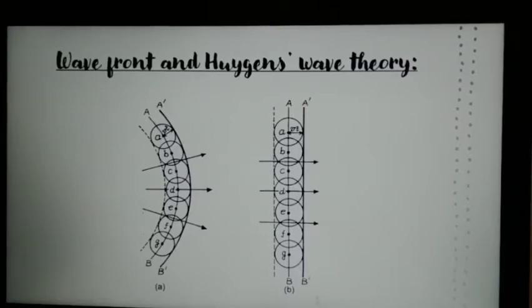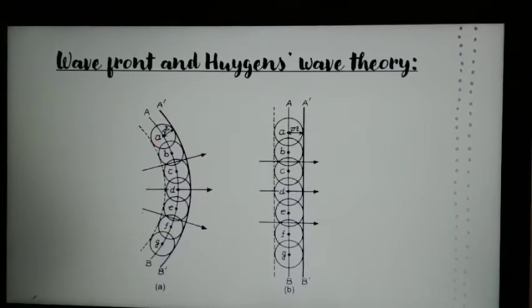And here it is a plane wavefront. When you consider a light source, the shape of the wavefront depends upon the nature of the light source. If it is a point light source, we can have a spherical wavefront.